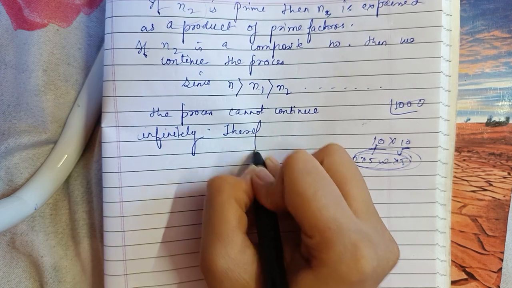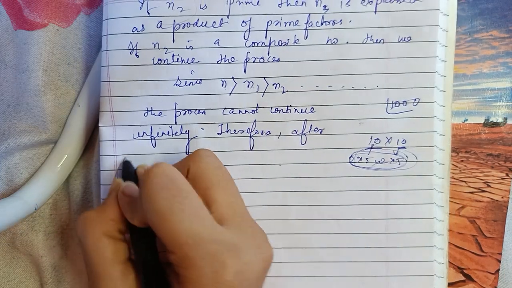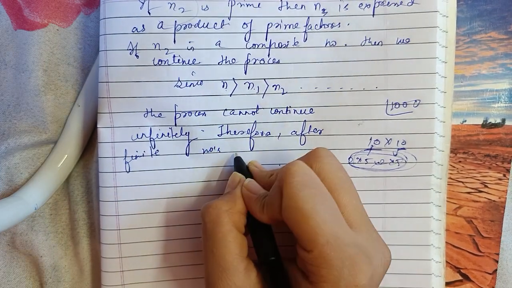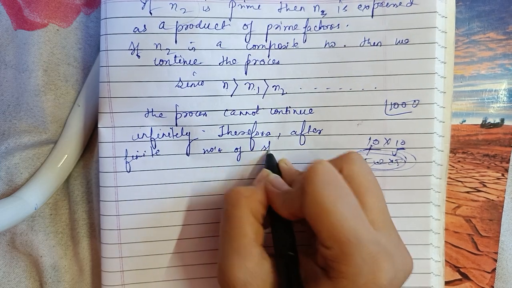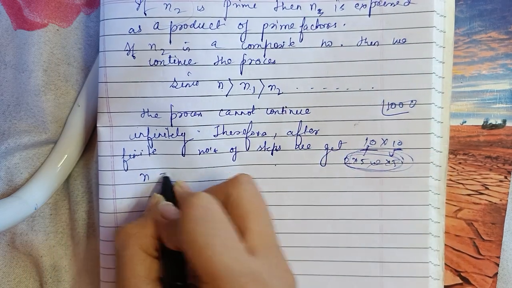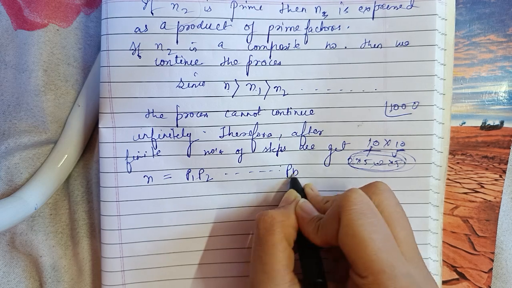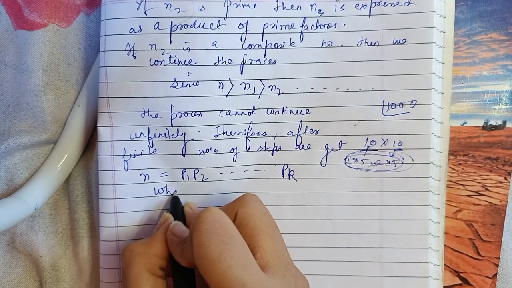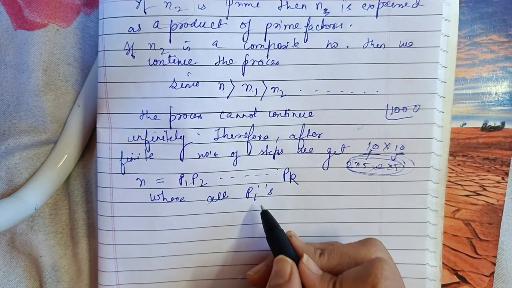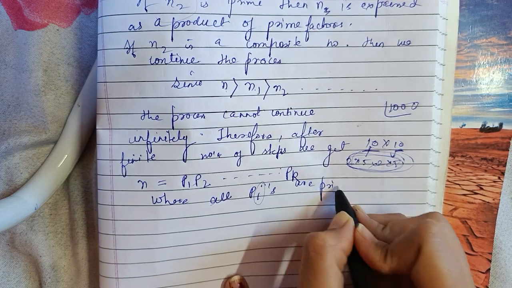Therefore after a finite number of steps, we get n equal to p1 p2 till pk, where all pi's, i meaning here an integer, all pi's are prime.